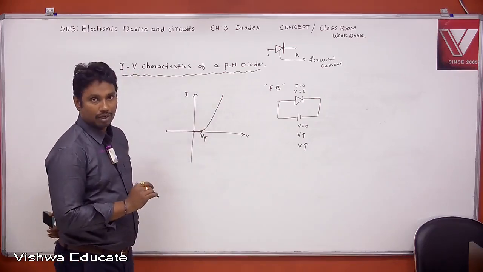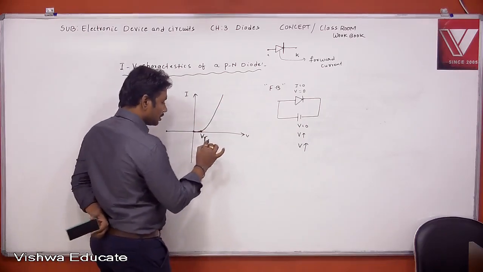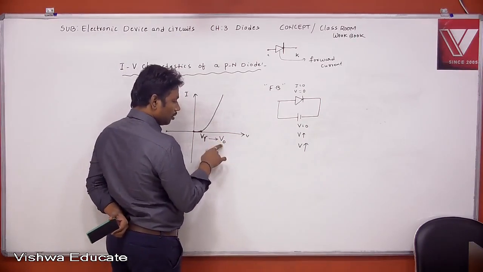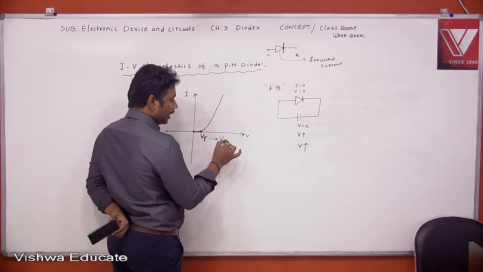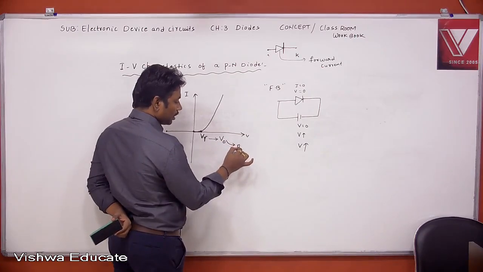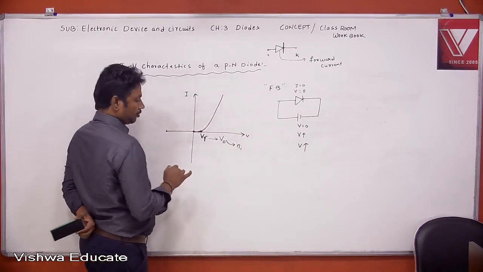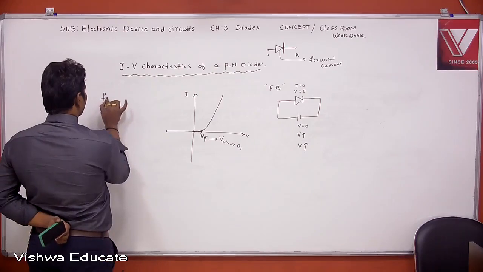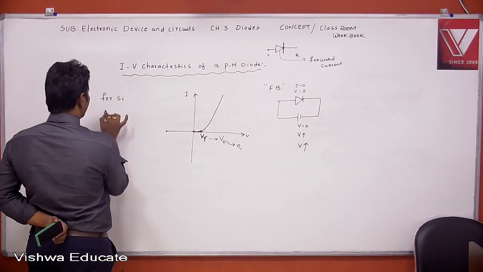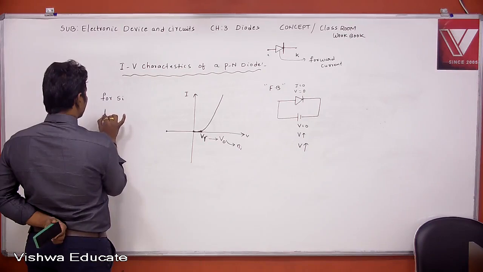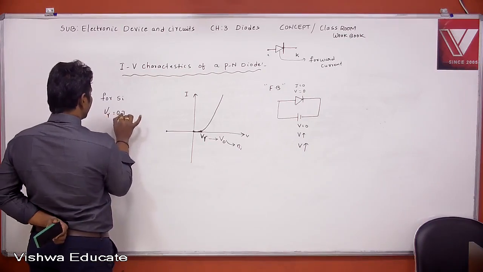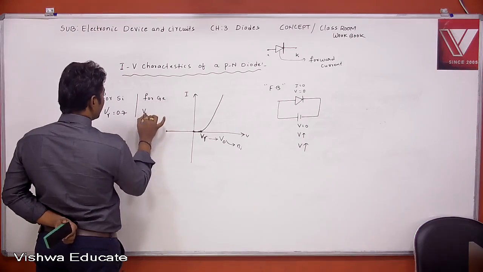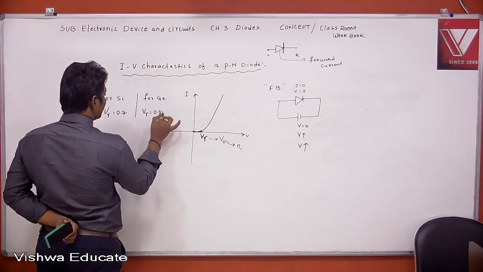In case of a PN junction, this cutting voltage depends on the built-in potential. Again, this built-in potential depends on the intrinsic concentration. Very important point. Now for a silicon PN diode, the cutting voltage is 0.7, and for germanium, the cutting voltage is 0.3.